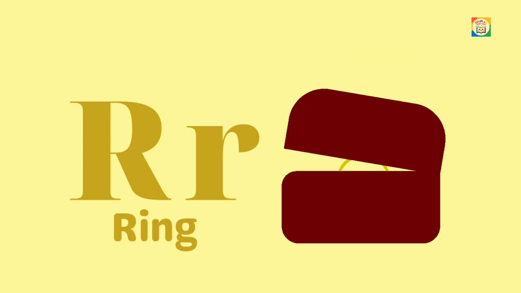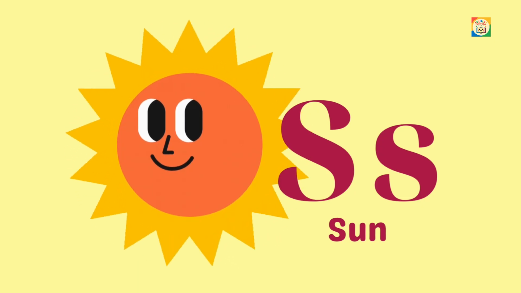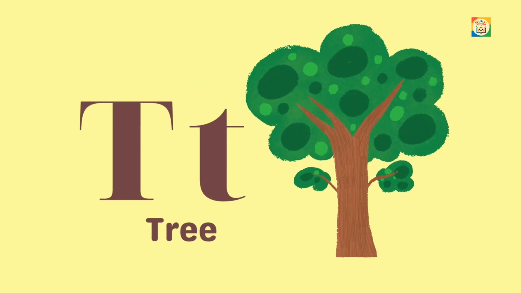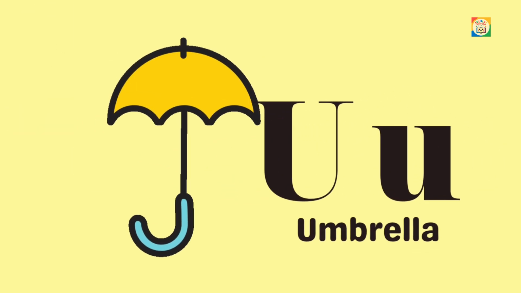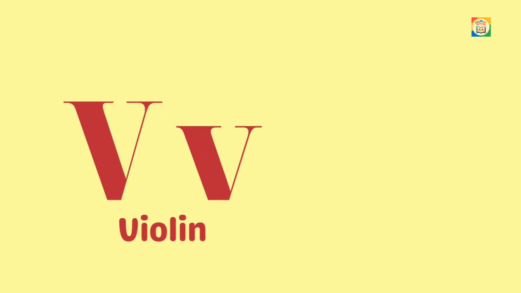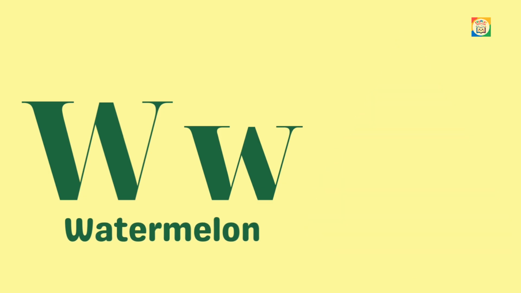R, ring. S is for sun. Sun. T is for tree. Tree. U is for umbrella. Umbrella. V is for violin. Violin. W is for watermelon.